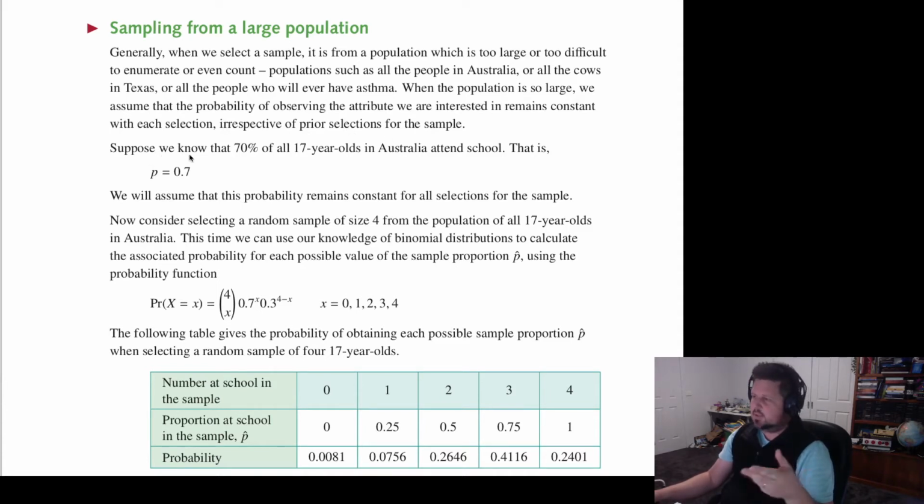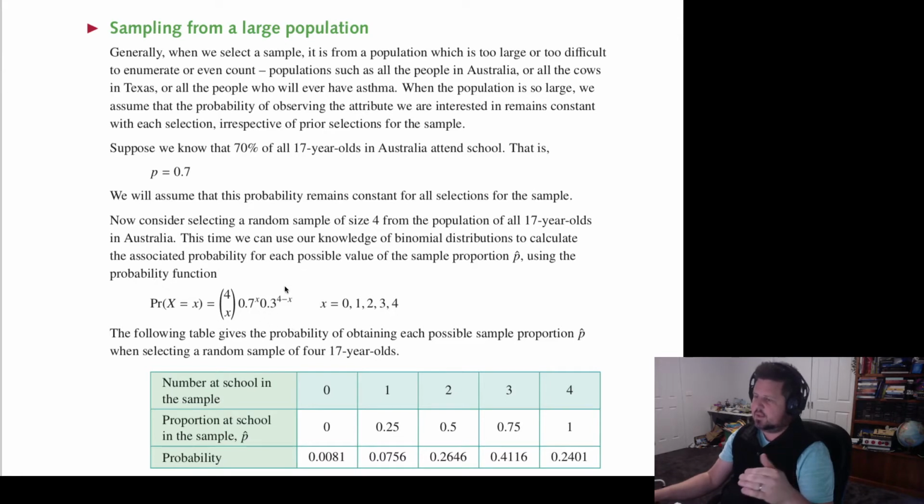So here they're saying, suppose we know that 70% of all 17-year-olds in Australia attend school. So p is equal to 0.7, 70%. We will assume that this remains constant for all selections for the sample. Now consider selecting a random sample of size 4 from the population of all 17-year-olds in Australia. This time we can use our knowledge of binomial distributions, which we've looked at in the past, to calculate the associated probabilities for each possible value of the sample proportion p hat using the probability function.